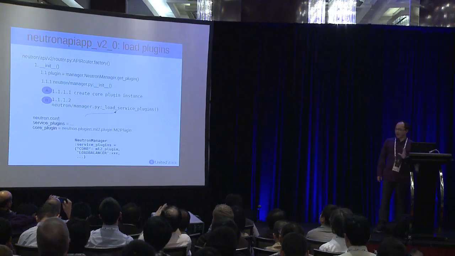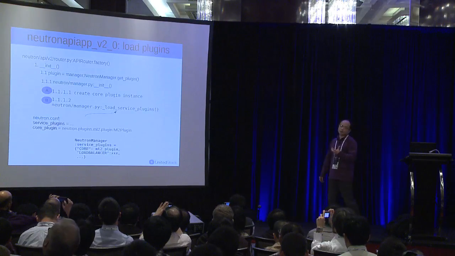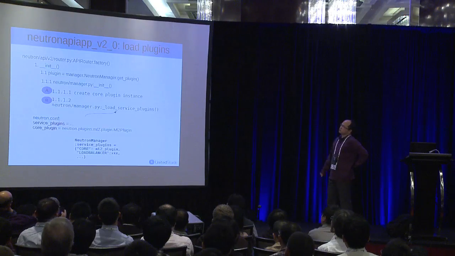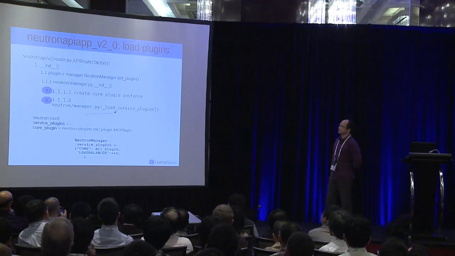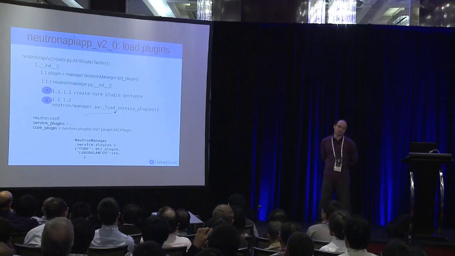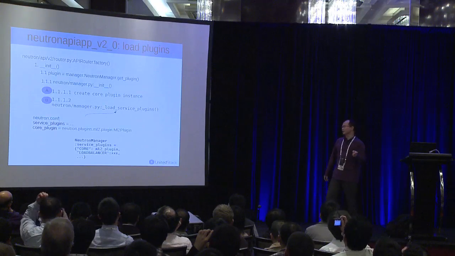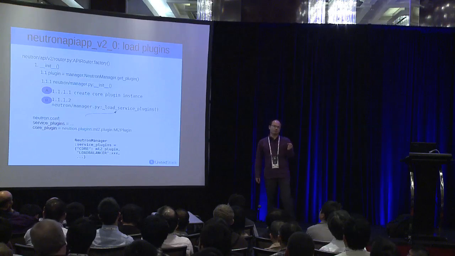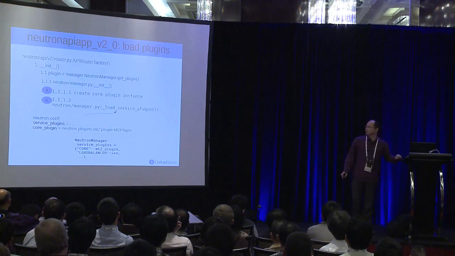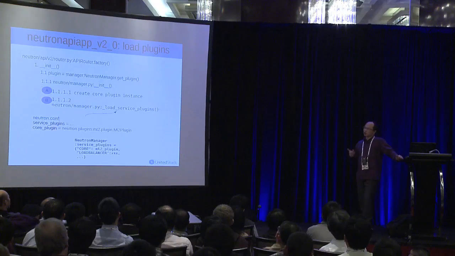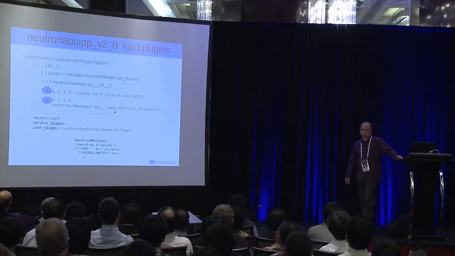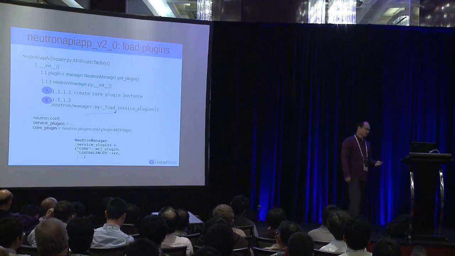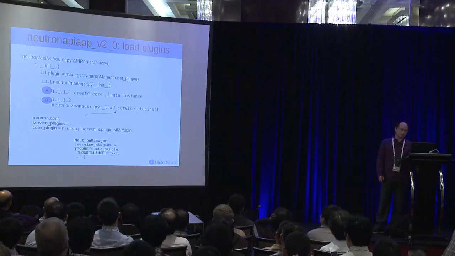Okay, let's look at how the system gets started. In this slide, we can see two important steps. Step A, create the core plugin instance. Step B, load the service plugins. There are two configuration items in neutron.conf. One is core_plugin and the other is service_plugins. In one Neutron deployment, there is only one core plugin configured, but we can have many service plugins, such as a firewall service, the load balancer service and the L3 router service.